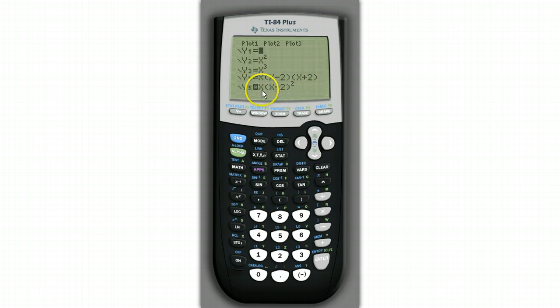This time we have a 0 at x equals 0 and x equals negative 2. Because the exponent here is even, when the graph gets to negative 2, we expect there to be a point of tangency. When it gets to x equals 0, we expect the graph to simply pass through that point. Let's see what the graph looks like.